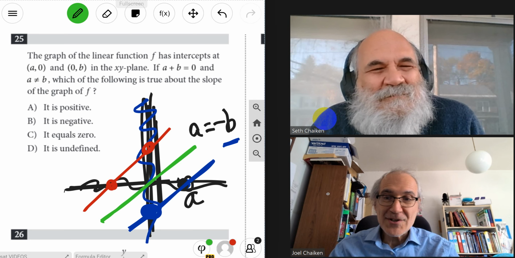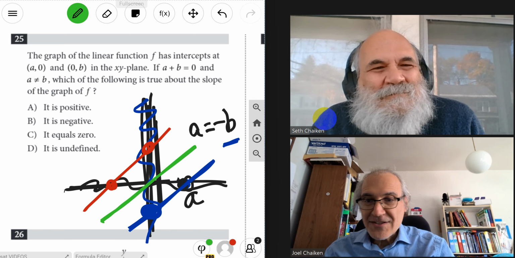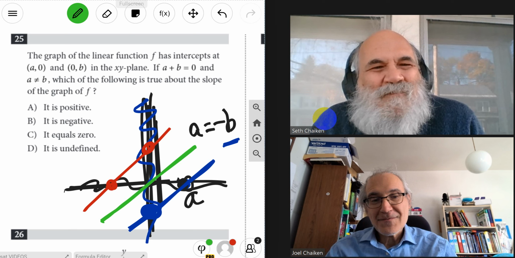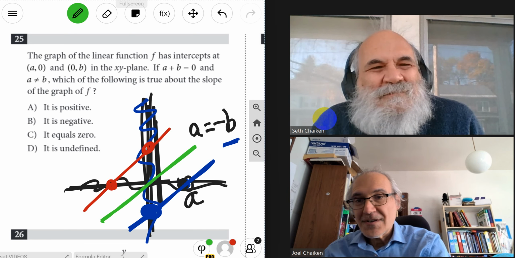And now we can read the question. Which of the following is true about the slope of the graph of f? Well, we already did the end. I mean, we're done, right? Yeah, we're done. So, of course, it is A.